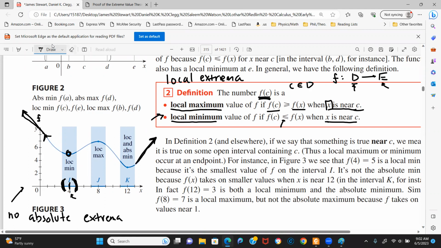So that's why this is a local minimum. This point right here is a local max, and you can see that by taking this interval right here centered at 8.